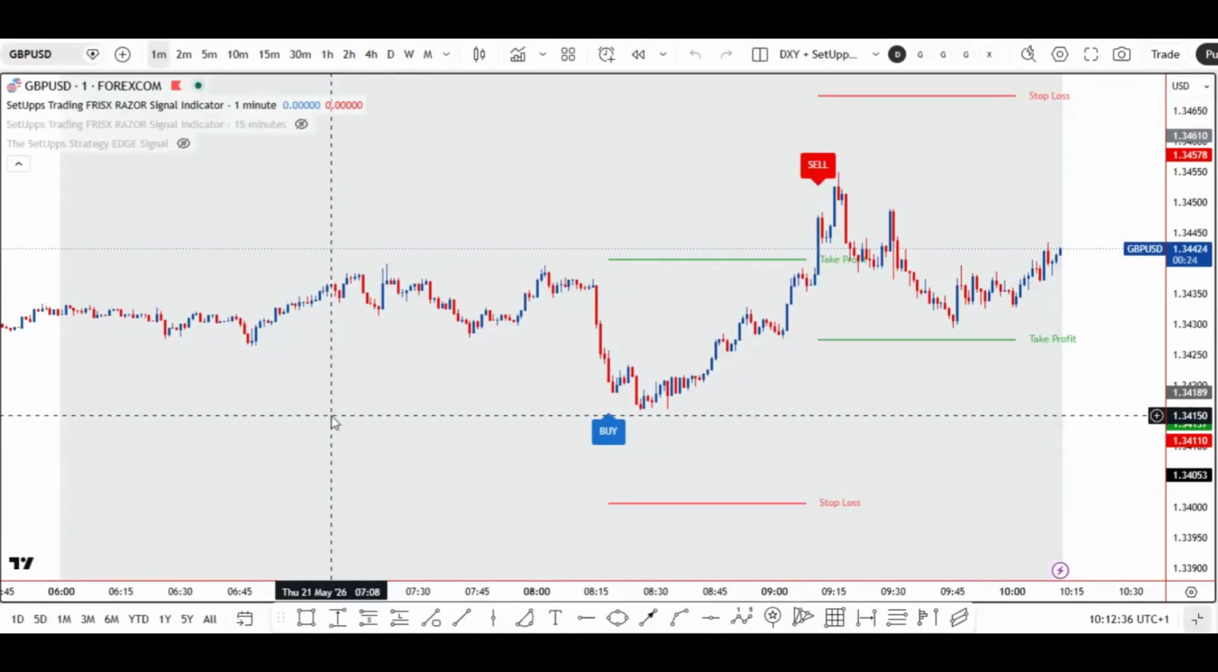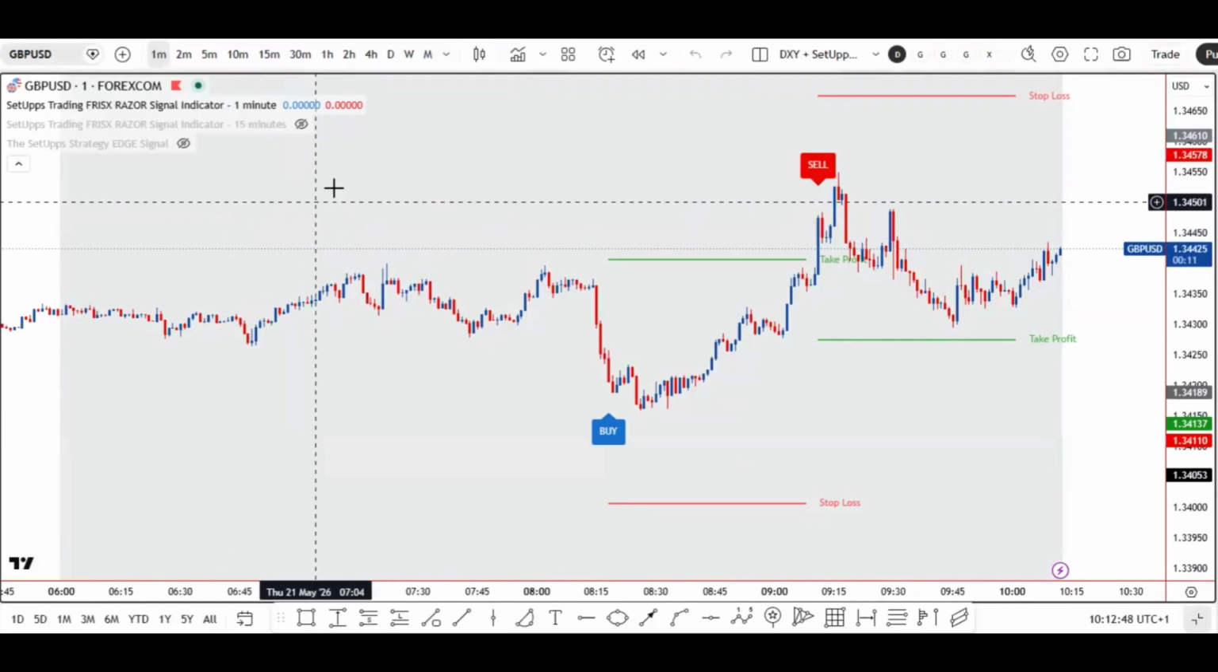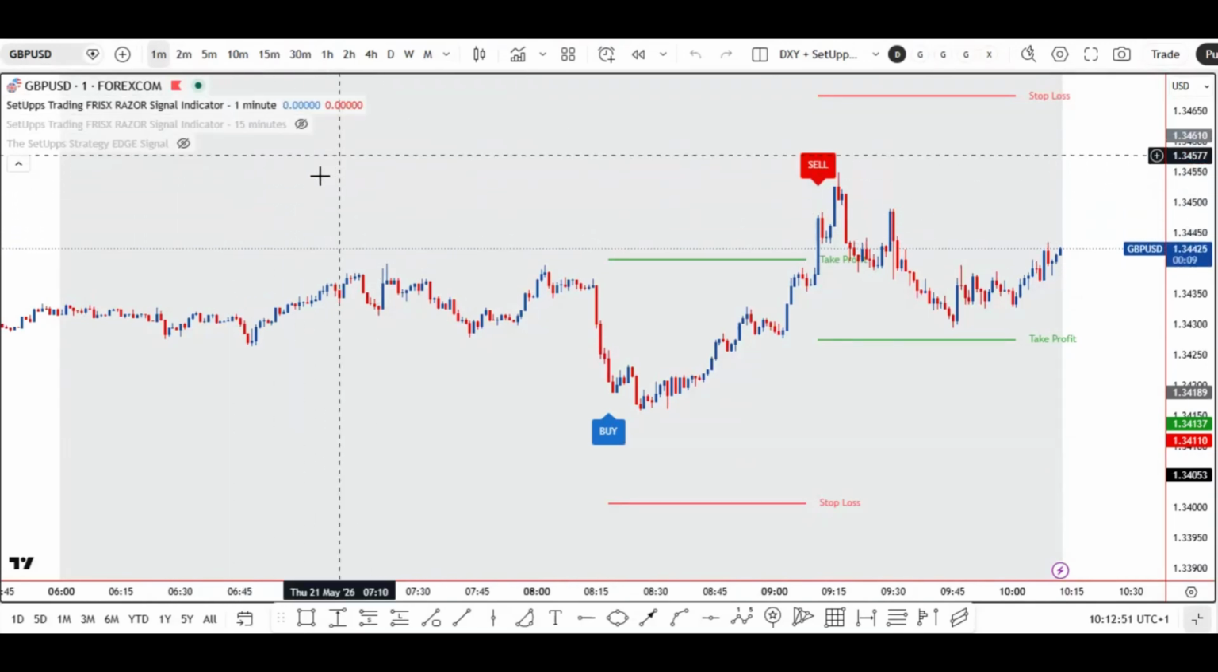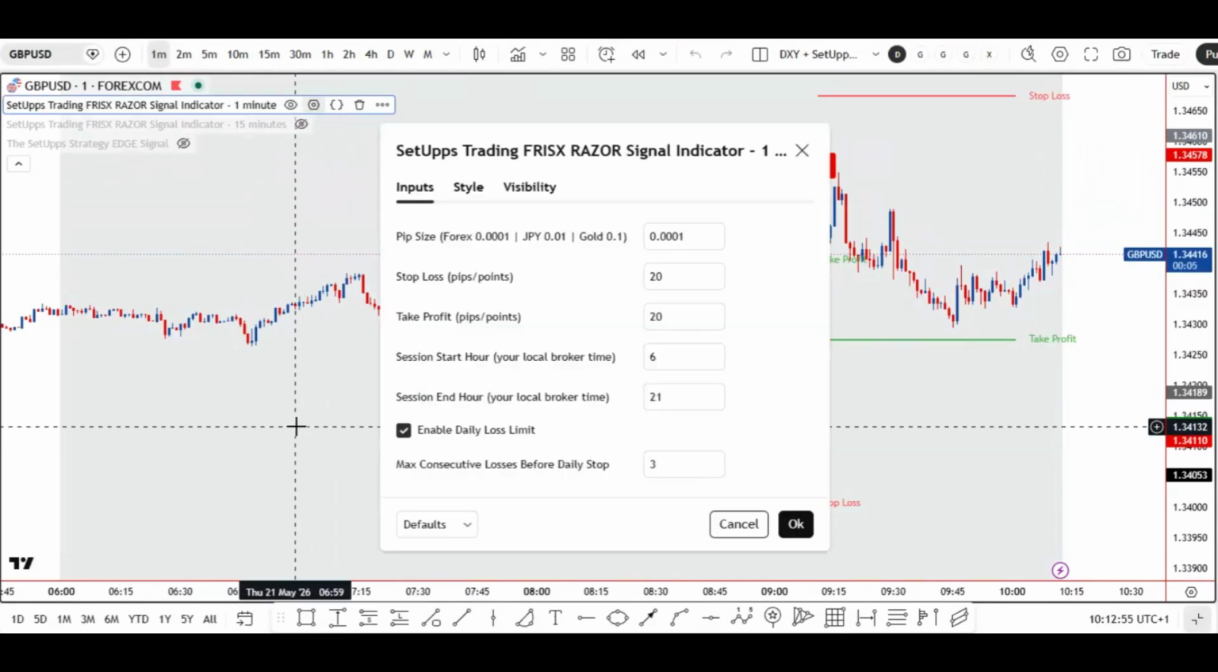This is for educational purposes only, but this is me sharing my trade and how I use my Frisx indicator, that can be subscribed to by invite only on TradingView. As you can see, we're on a 1 minute chart, and this is the 1 minute signal. We've got 15-minute signal and 1 minute signal. I'm just going to go into settings and show you how I set it.